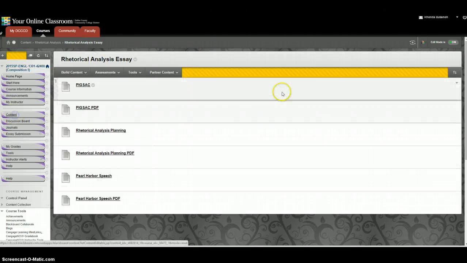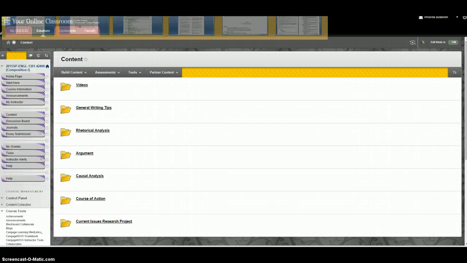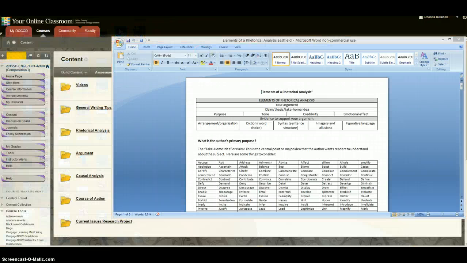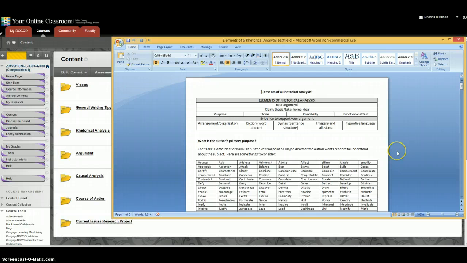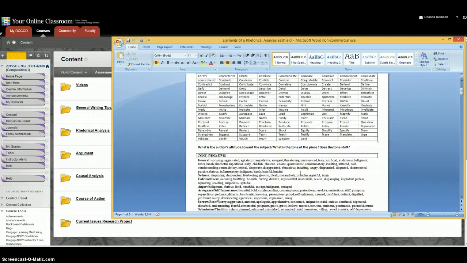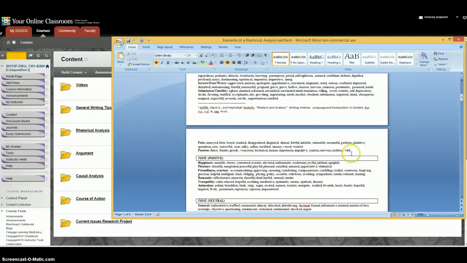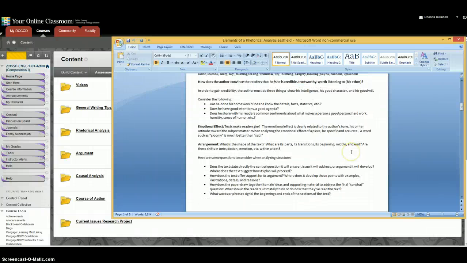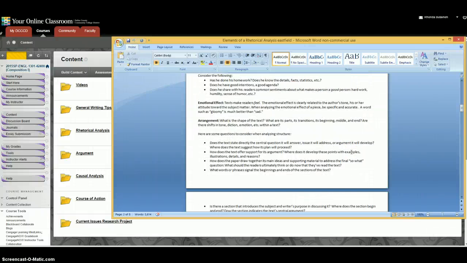So once you have opened those documents, you will start with, again, the elements of rhetorical analysis. You should be quite familiar with these terms and the steps and the questions. But again, here are some purpose verbs. So as you're trying to decide upon Roosevelt's purpose in each section of his speech, you can look at this to help you. Here are some tone words again that will help you discover or analyze his attitude.